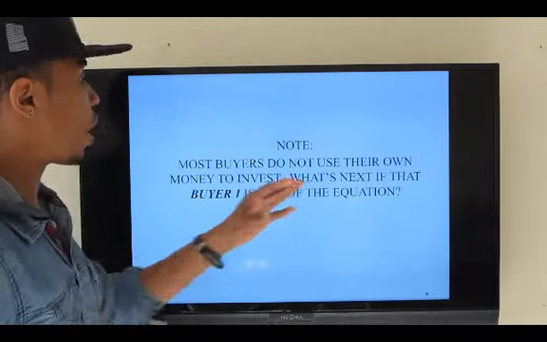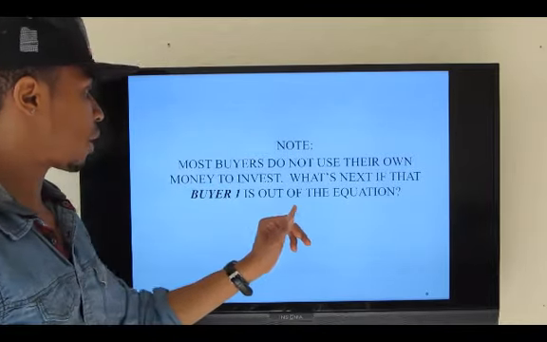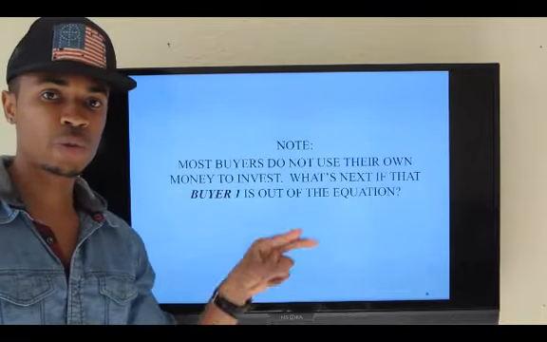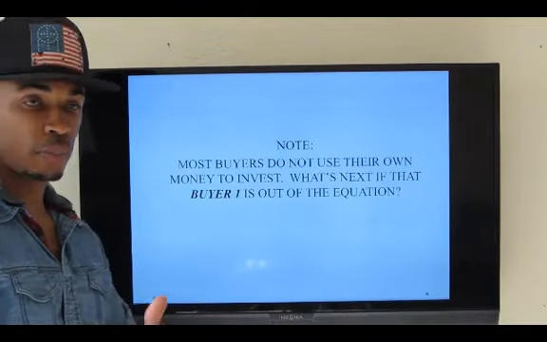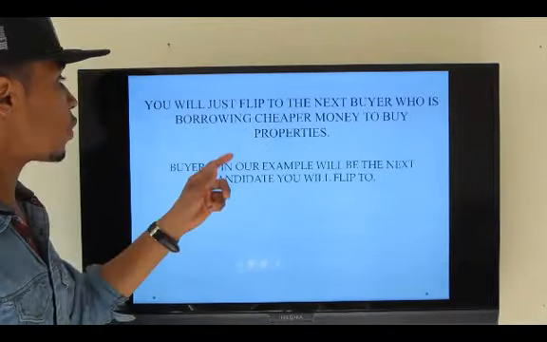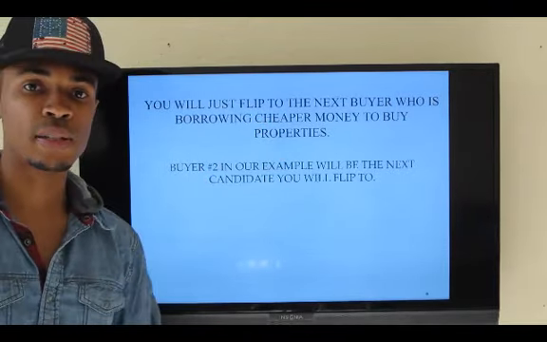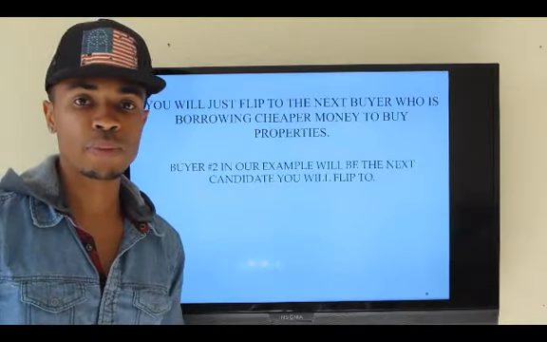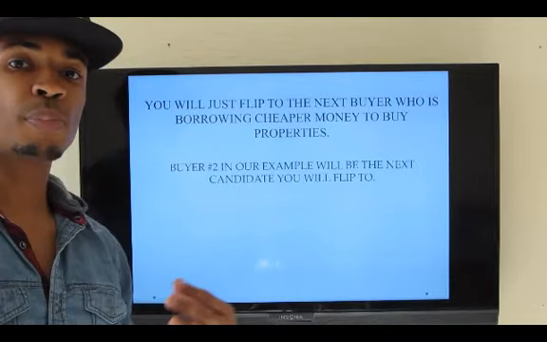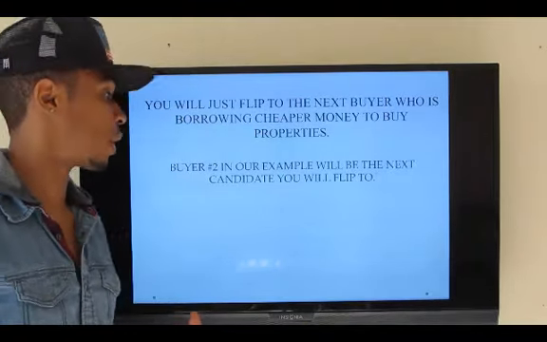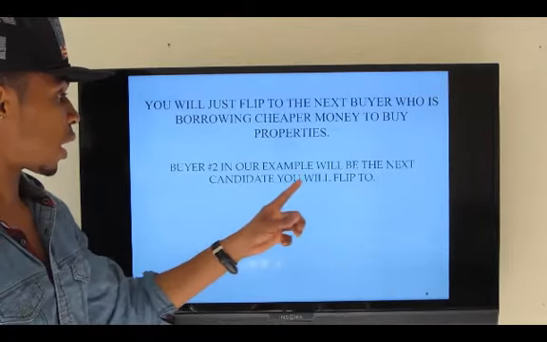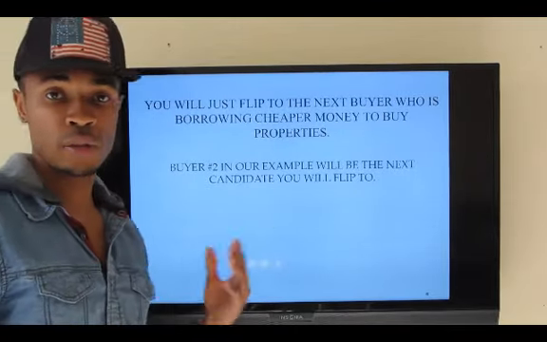Okay, so what's next if buyer number one is out of the equation? Just say we have only buyer number two and buyer number three as your buyers, okay? You would just flip to the next buyer who is borrowing cheaper money to buy properties. It's that simple, guys. Just flip your houses to the buyers that have the cheapest money in general. All right, buyer number two in our example will be the next candidate to flip to.